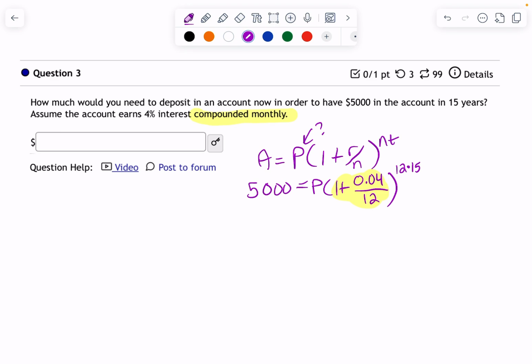1 plus 0.04 divided by 12. I got, so 5,000 equals P, and then I got 1.003, like a bunch of 3s. And then 12 times 15 I can also figure out, just to simplify things. That is 180. So it's starting to look a lot simpler. So I'm going to go ahead and take that 1.0333 and raise it to the 180th power.